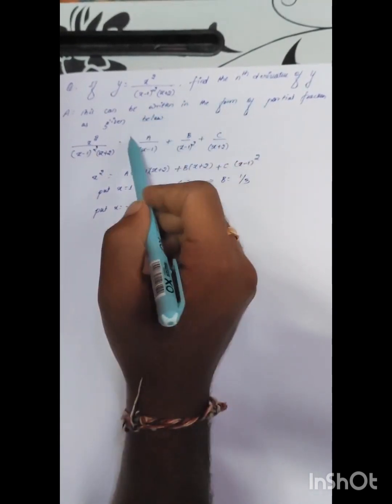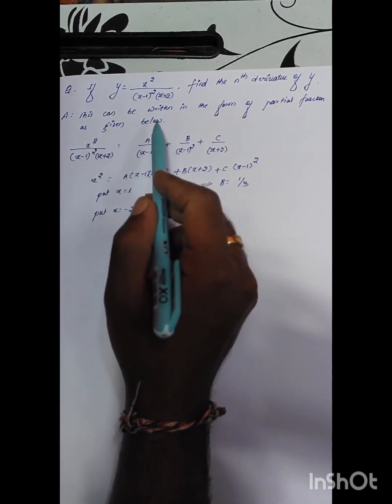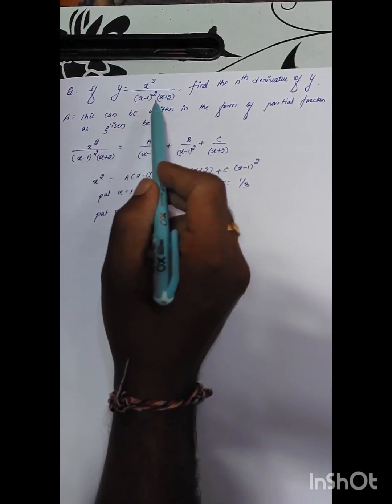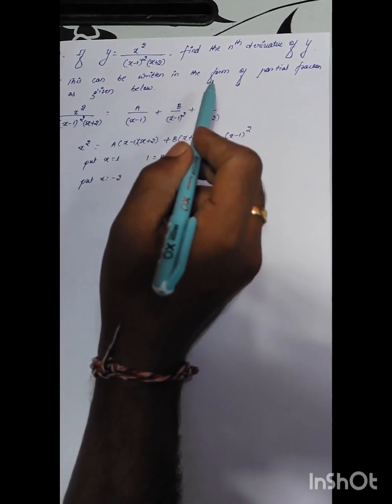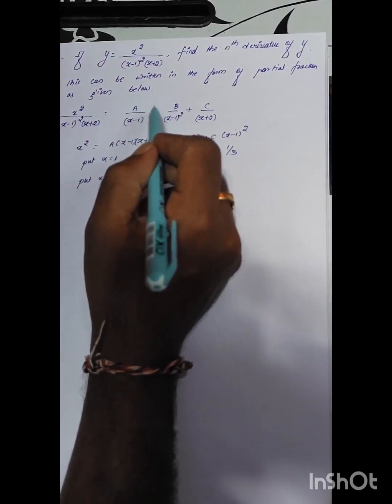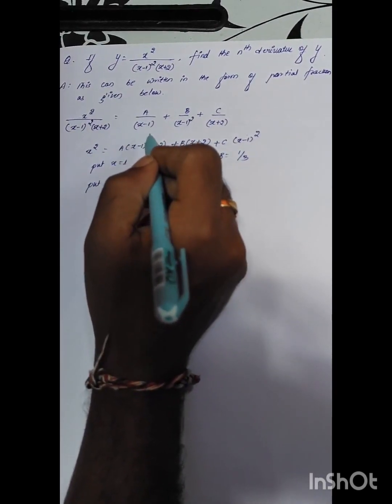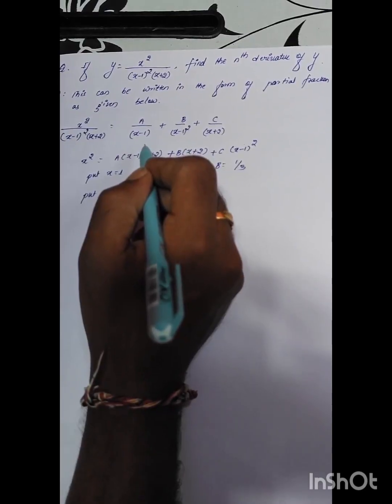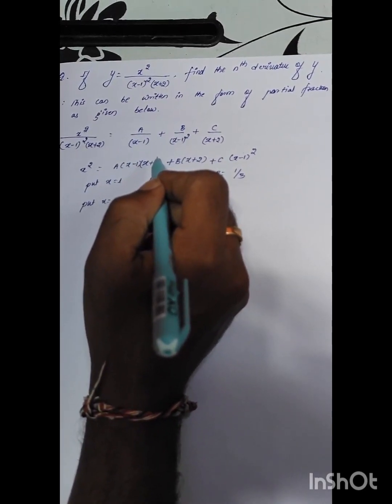So again, this function we will not be able to find the nth derivative directly, so we may have to write this fraction y is equal to x square divided by (x minus 1) the whole square into (x plus 2) in the form of a partial fraction. Once we get the partial fraction and find the coefficients a, b, c, then it will be easy for us to put them in the form of 1 over ax plus b, and then we will be able to find the nth derivative of it.